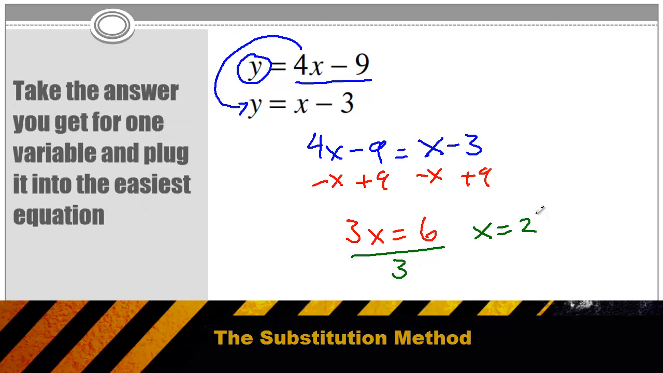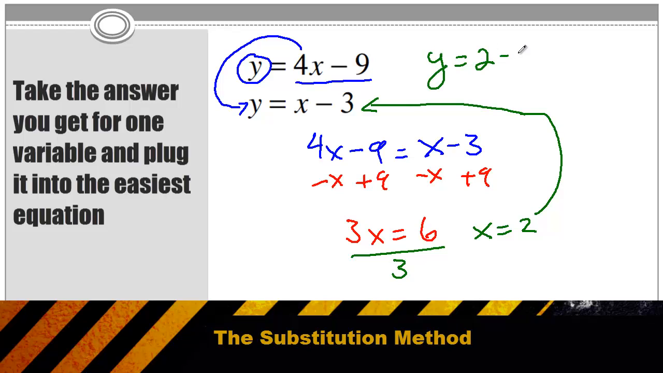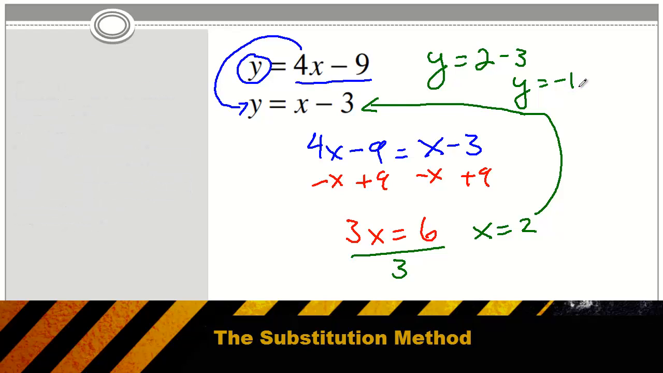From there I can plug that 2 back into one of my original equations. So I can write the equation that y is actually equal to 2 minus 3, or y is equal to -1. And that's it. Y is -1, x is positive 2.